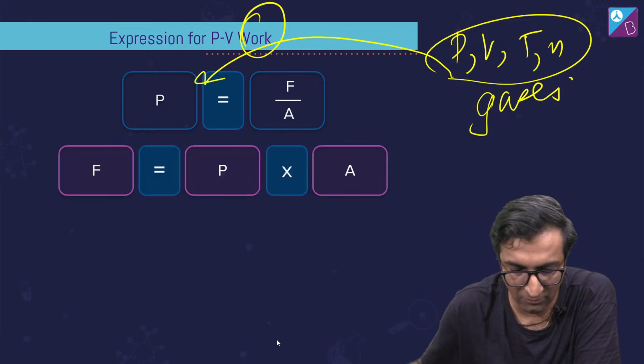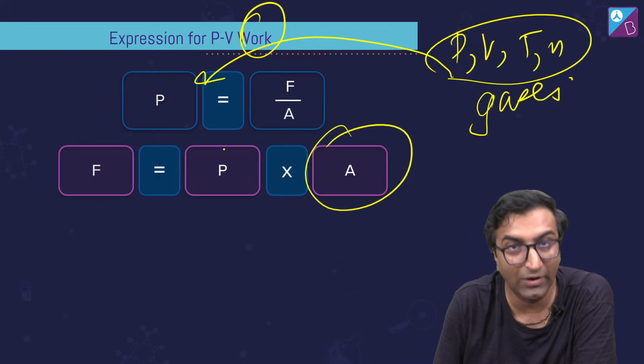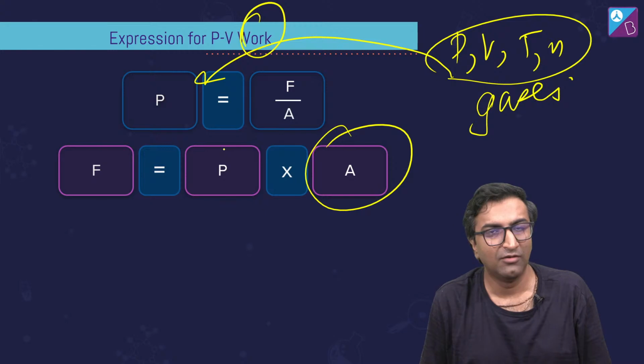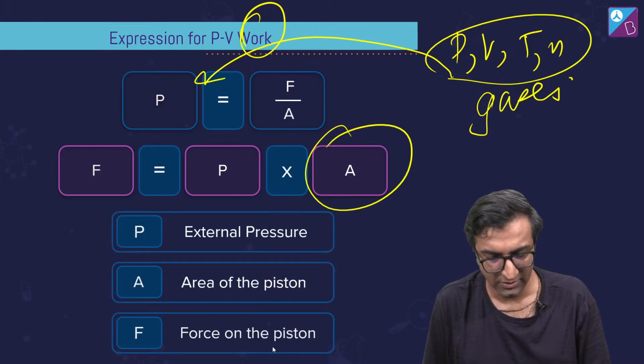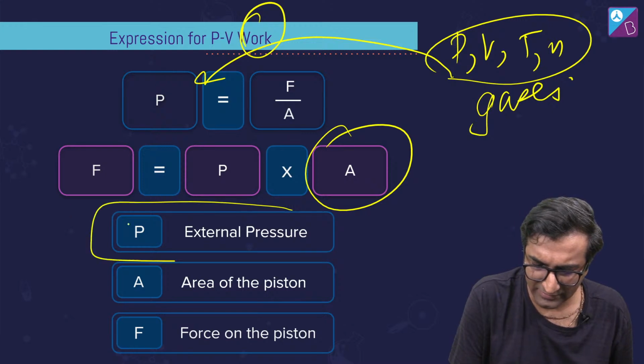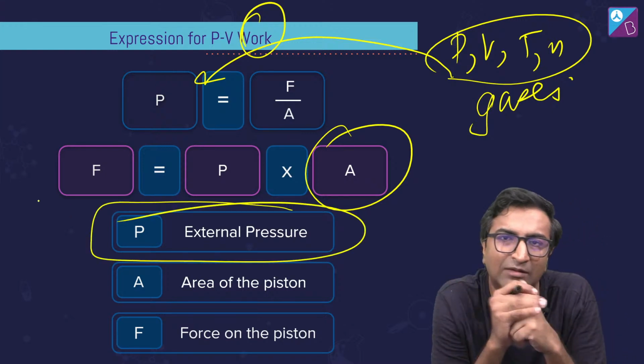Okay, तो वहीं पे हम लोग लिखते हैं F is P into A, pressure into area. So physics आप जानते हैं ना, pressure is force by area लिखा हुआ है. Cool. P is external pressure, area of piston, force on piston. You'll note कि यहाँ पे external pressure लिखा है. इसका क्या मतलब हुआ?